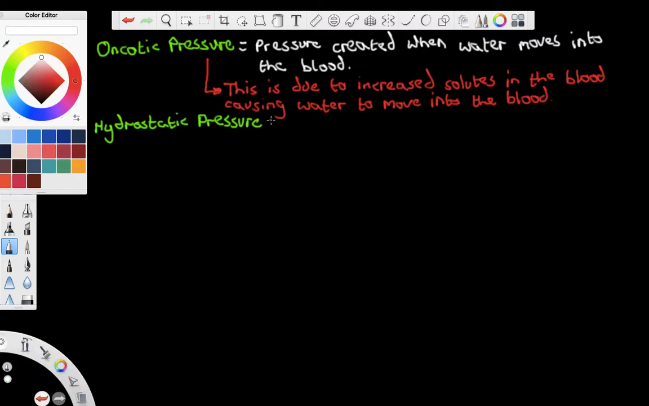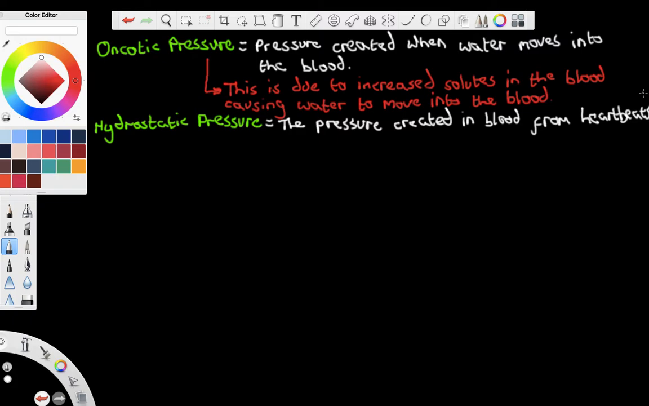So we can define this as the pressure generated or created in the blood from heartbeats. So when your heart beats, the pressure inside of the blood vessel increases, and we call this hydrostatic pressure. Okay?